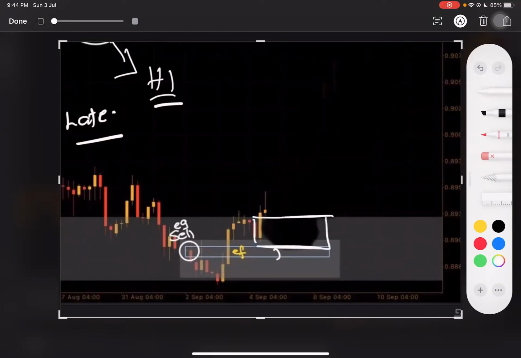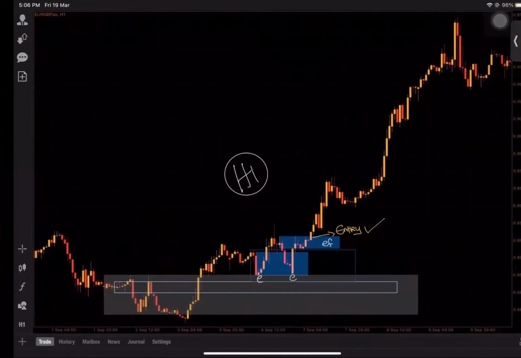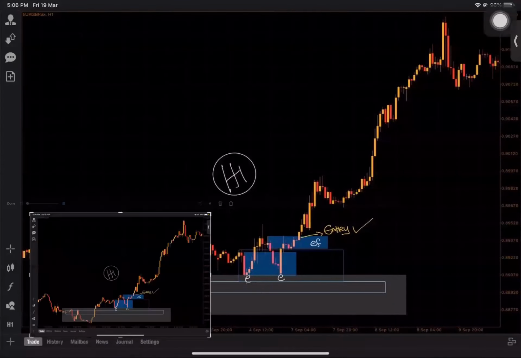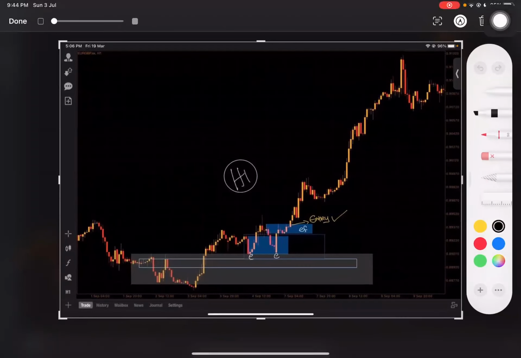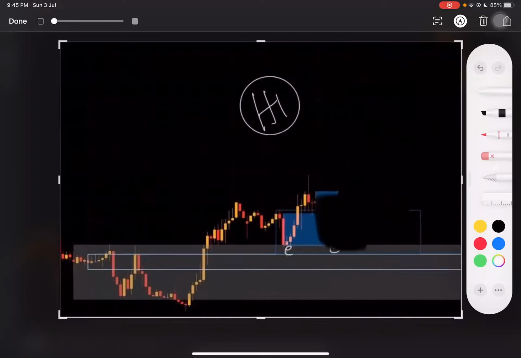Before you go, please mark the zone first. Okay, I don't want you to get confused. That's why I want you to mark this zone first. After you mark, only you go to the H1. Okay, see, I'm finding the same thing, engulf to engulf or EF, anything that price will give me, I'm gonna find that thing.